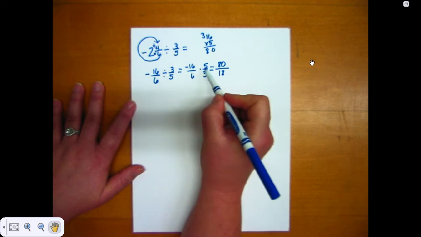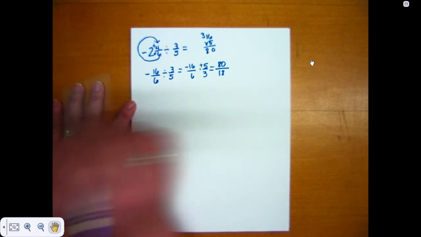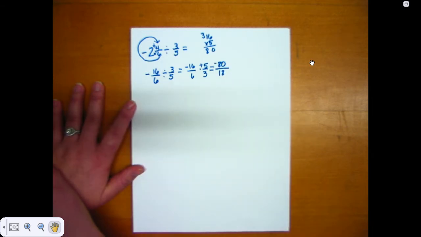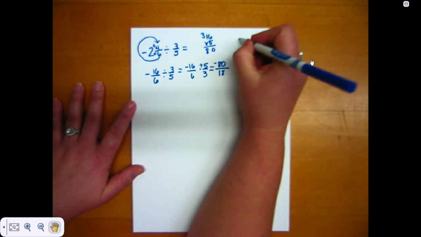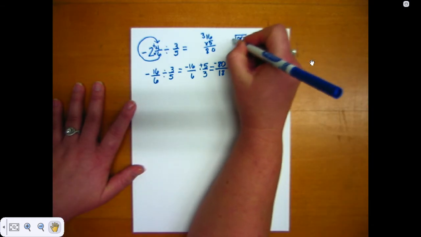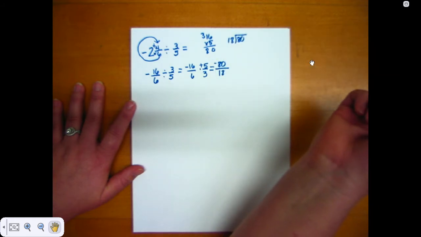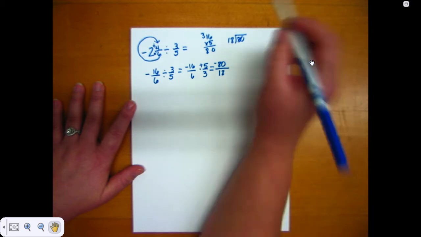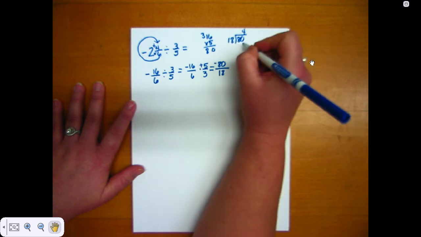Don't forget to go back and check your signs. This one's negative, this one's positive, which means my answer is negative. So I have -80 over 18. I know I can't keep it that way. So I need to divide 80 by 18. And I am going to try, let me see, do I think 5 would work? No, 5 would be too much, so let's try 4. 8 times 4 is 32.